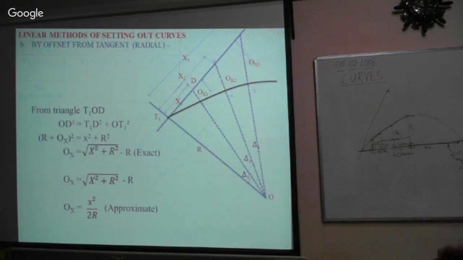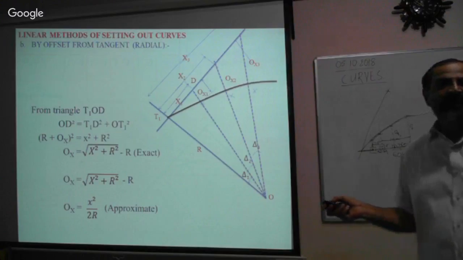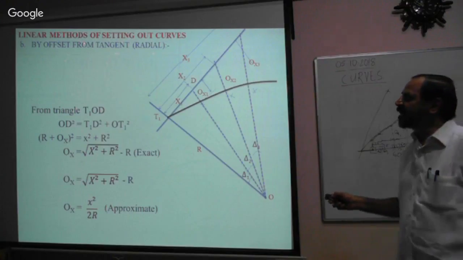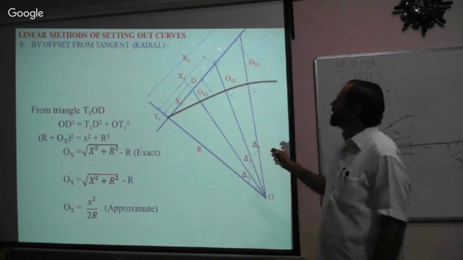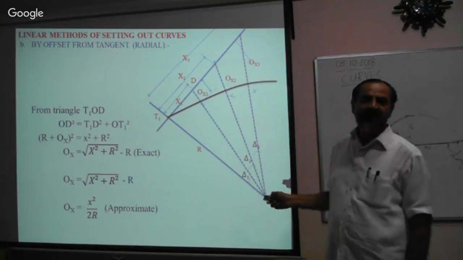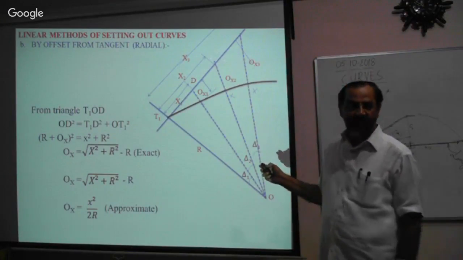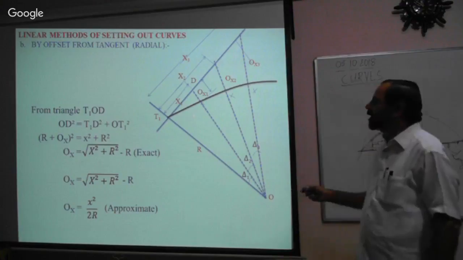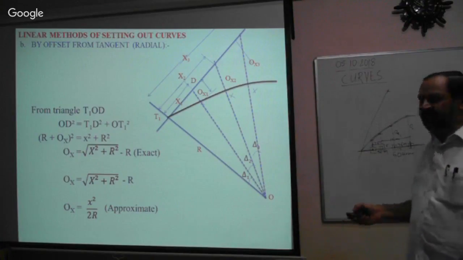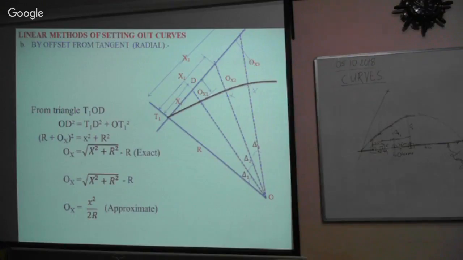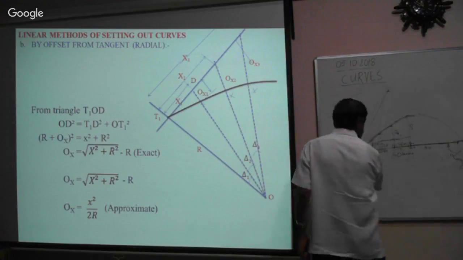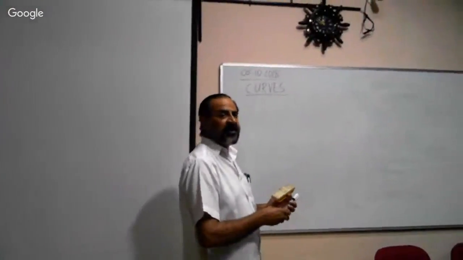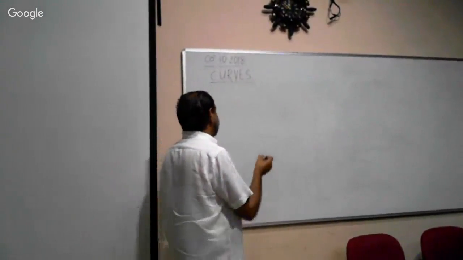Now this is another method: ranging the curve by the linear method, ranging the curve from the tangent. Okay. Now we'll analyze this. Now let us understand this also. Okay. Now strictly speaking, see, this is the progress survey line.